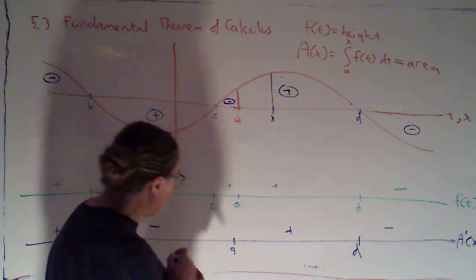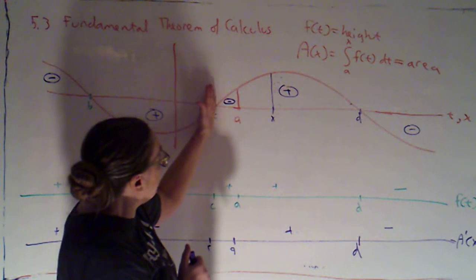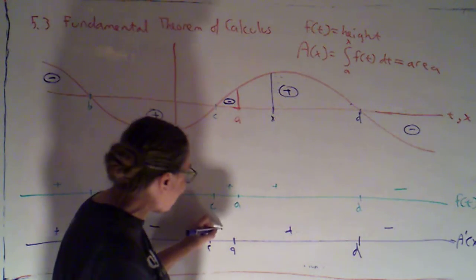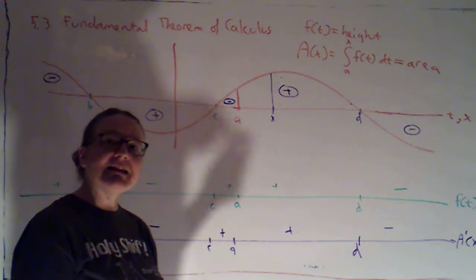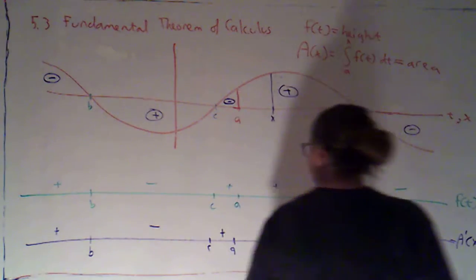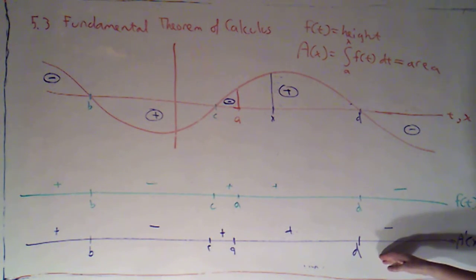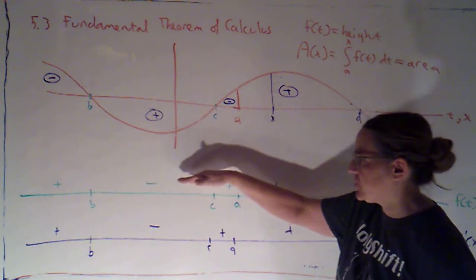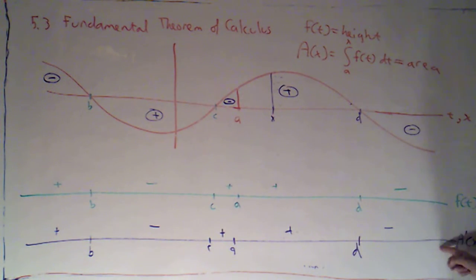And then once I pass C, now I'm getting less of that negative area. If I'm getting less negative area, the area is increasing. So if I compare the signs here, it looks like the sign of the height function always matches the sign of the derivative of the area function, supposing again that the derivative exists. But it matches the way in which the area is changing, whether it's increasing or decreasing.